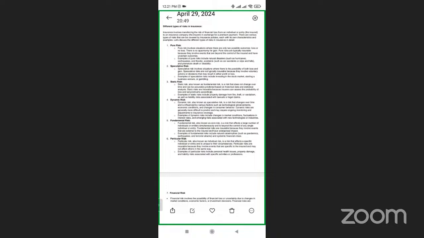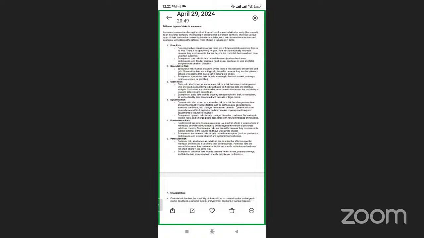Then comes the dynamic risk. It is just the opposite of static risk, whereby dynamic risk includes the risk which goes on changing with the change in time, and it is influenced by various factors such as technological advancement, economic conditions, and changes in consumer behavior. So with the change in consumer behavior, technology, and economic conditions, the occurrence of this risk can change. So they are more difficult to predict, and therefore dynamic risks are not insurable.